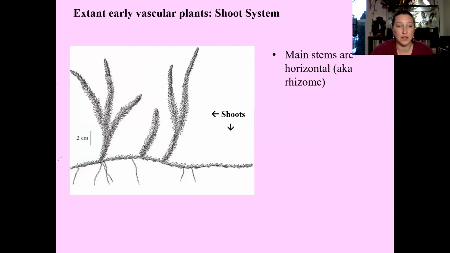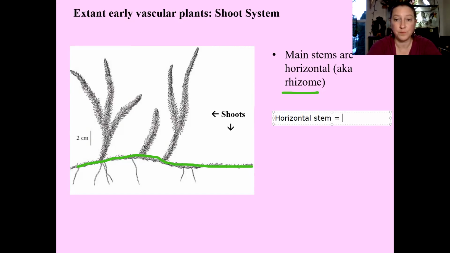Okay. So that was the root system and a little overview of the stele. Now we talk about the stem system. So stem system is this horizontal stem, which is called a rhizome. Do not confuse rhizome with rhizoid. Horizontal stem is a rhizome. That's a new term for us. Horizontal stem, rhizome.